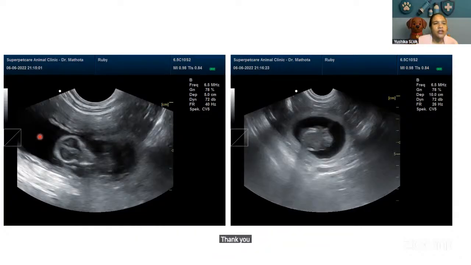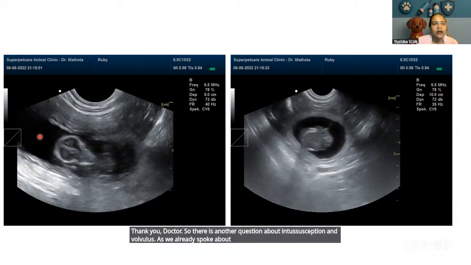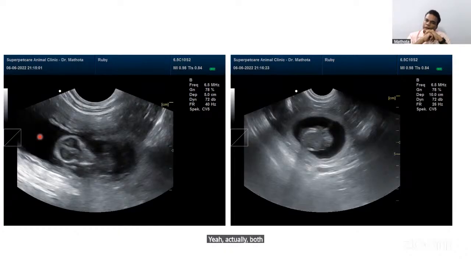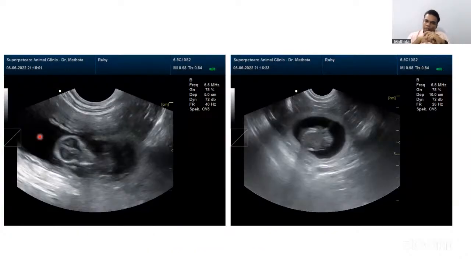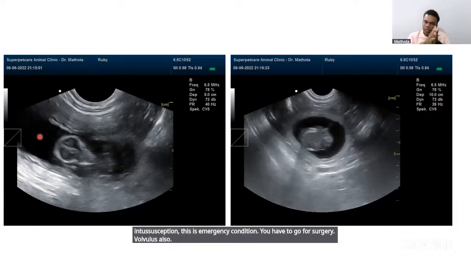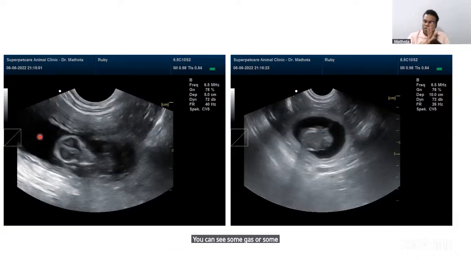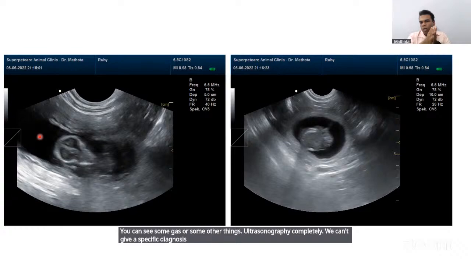Thank you, doctor. So there is another question about intussusception and volvulus. As we already spoke about intussusception, I think we can ask the question about how to diagnose volvulus through ultrasonography. Actually, both are the same. If you see intussusception, it's an emergency condition, and we have to go for surgery. In volvulus also, you can see some gas or some other things. With ultrasonography alone, we can't give a specific diagnosis in volvulus. You can't see intussusception.